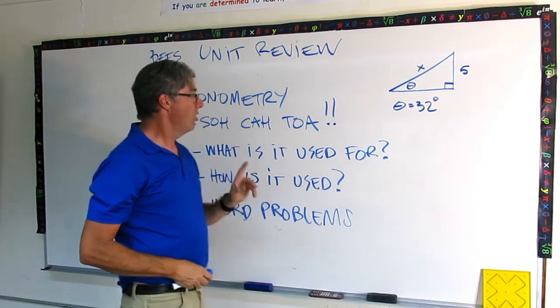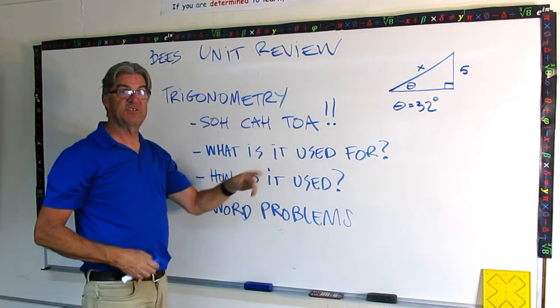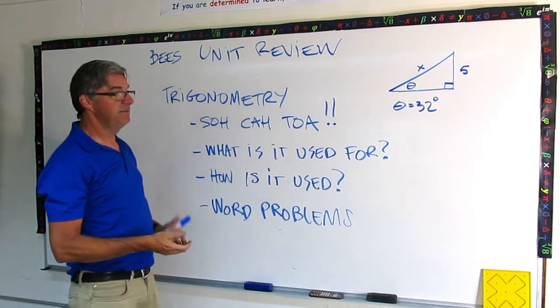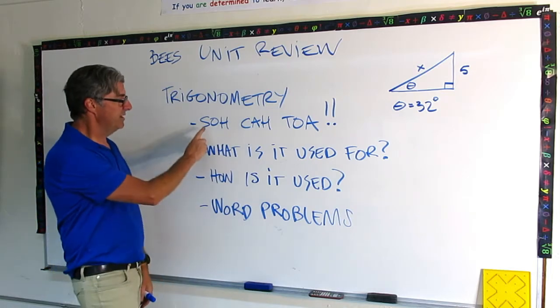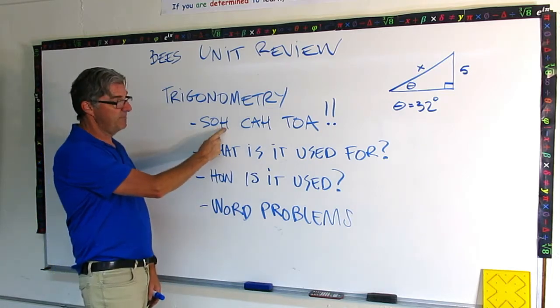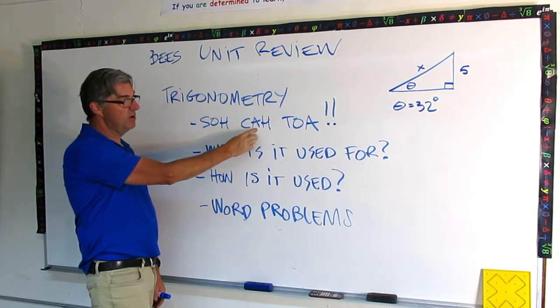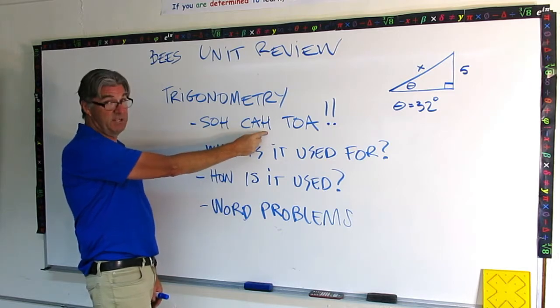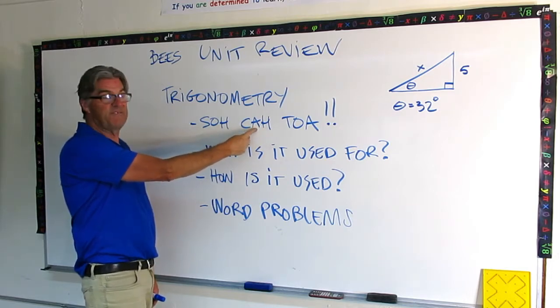So now I need to figure out which of these three functions will help me with that. And this is kind of nice because it's the first one. Sine is opposite over hypotenuse. Cosine is adjacent over hypotenuse. I have hypotenuse, it's part of my thing, but I don't have the adjacent.